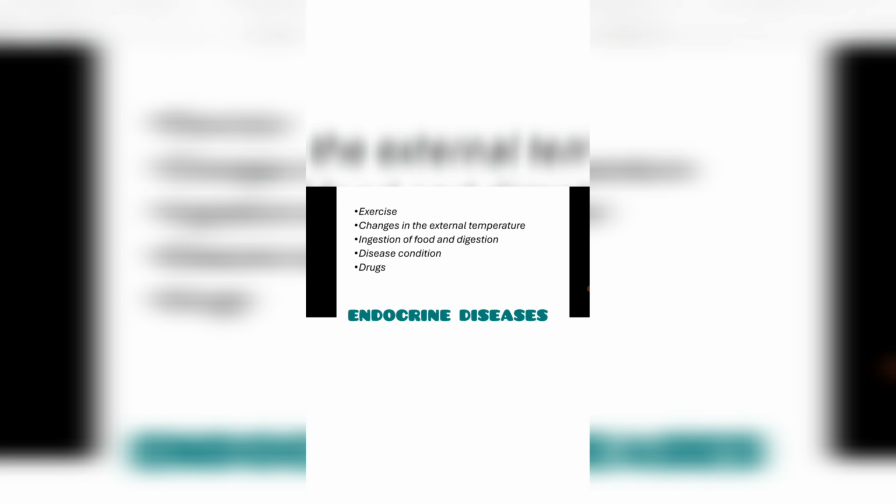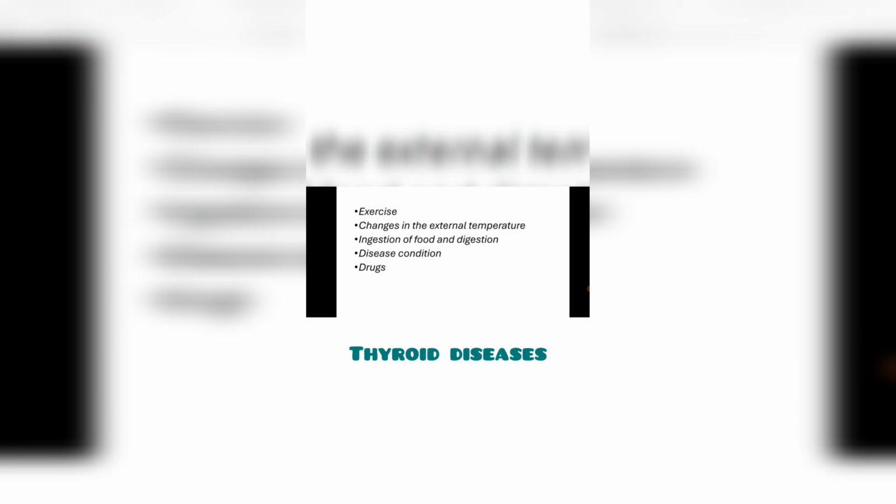Then next one is ingestion of food and digestion. The intake of food, its digestion and assimilation increases the metabolism and the need for oxygen, hence the respiratory rate is increased. Then disease condition. Most of the diseases increase the respiratory rate. Endocrine diseases, particularly thyroid diseases, raise the metabolic rate, and as a result, the respiratory rate is also increased.